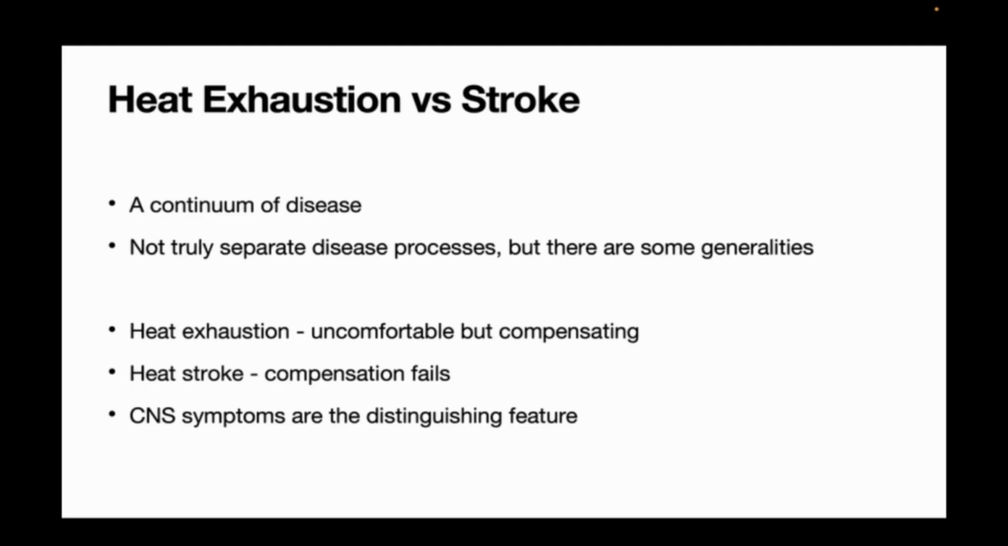While we will discuss them, the big symptom that you need to know is CNS symptoms, and significant ones. That's because in heat stroke, compensation is failing. That's really when you start to see end organ damage, and the CNS symptoms are the ones that will be most obvious. They might both be sweating.